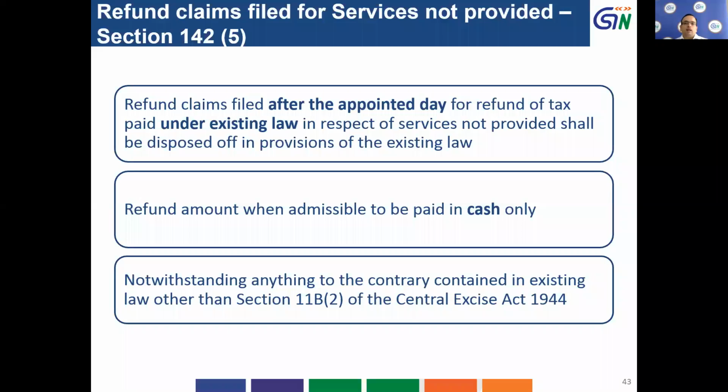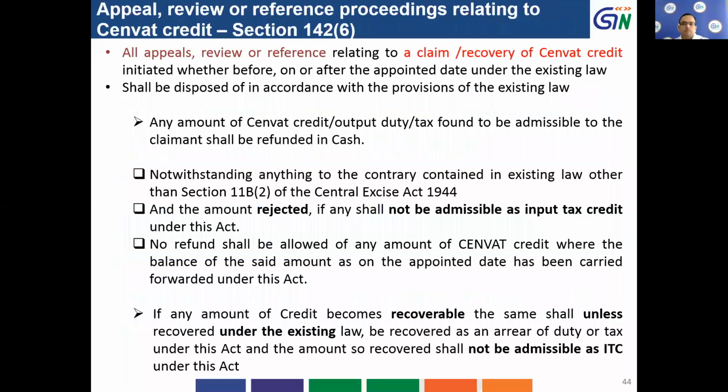Refund claims filed after the appointed date for refund of tax paid under the existing law in which services were not provided. Then refund amount, when admissible to the taxpayer, will be paid in cash only, and it should be proved that the incidence of that amount is borne by the supplier. It has not been passed on to the buyer. So the person who is claiming refund should have borne the incidence of duty or tax on him, so that he is entitled for refund under this section.